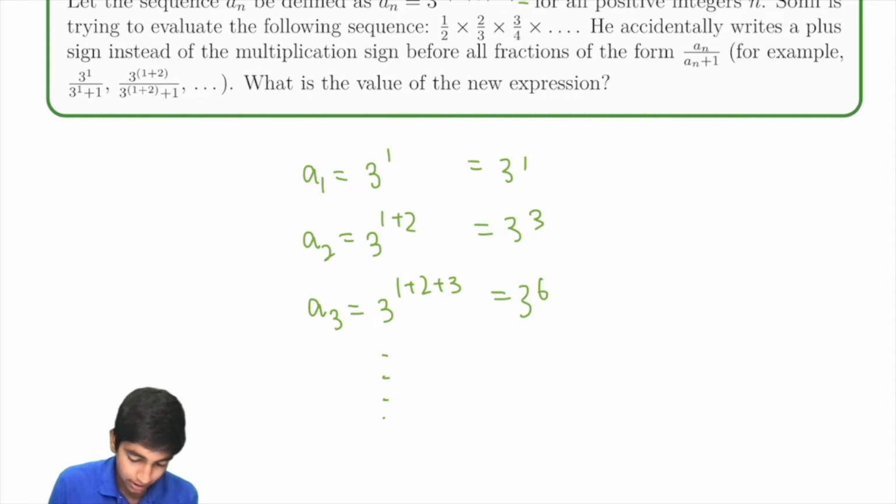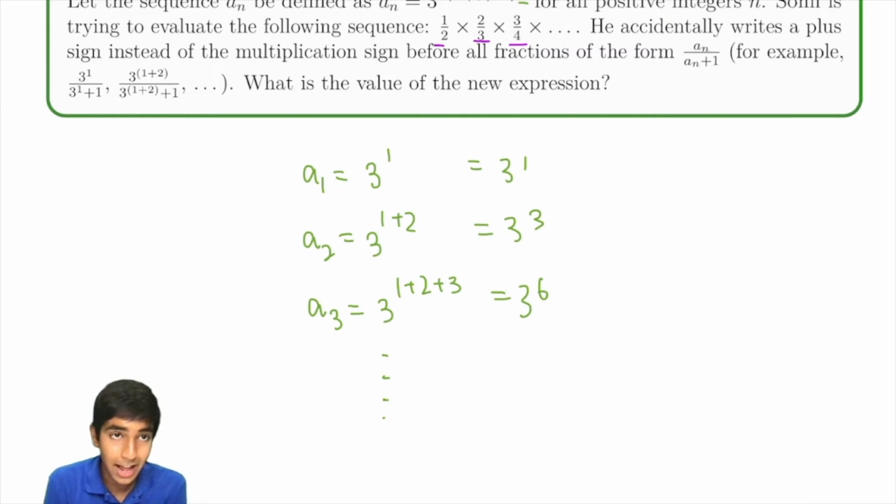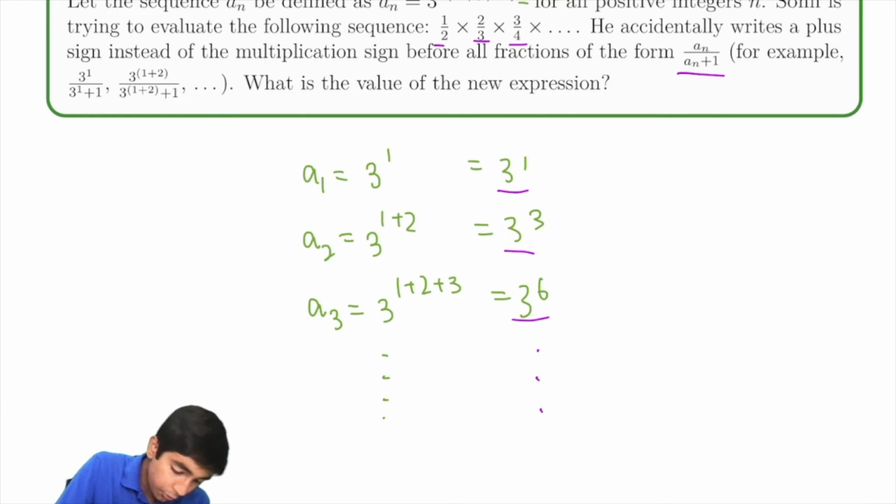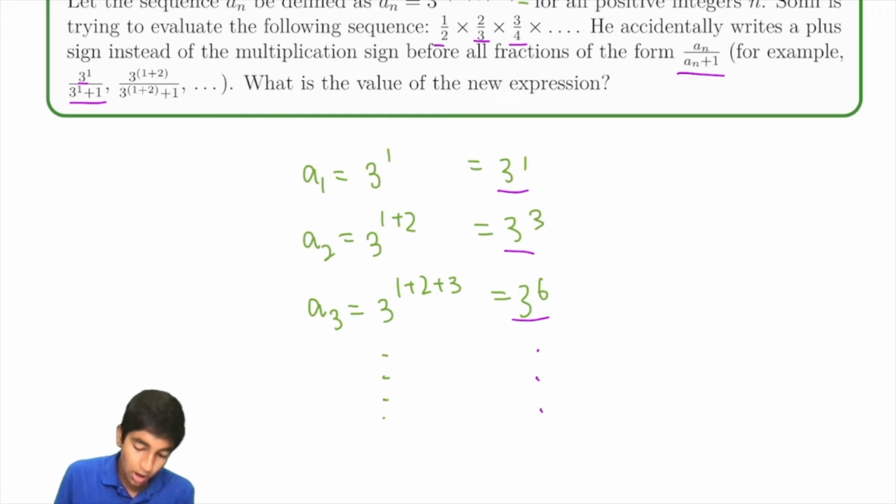Sohail is trying to evaluate the following expression: 1/2 times 2/3 times 3/4, and so on. But he accidentally writes a plus sign instead of a multiplication sign before all fractions of the form a_n over a_n plus 1. For example, a_n is these three terms and beyond, as we saw here. So the fraction 3 to the 1 over 3 to the 1 plus 1 would be a fraction that Sohail writes a plus sign in front of, instead of a multiplication sign.